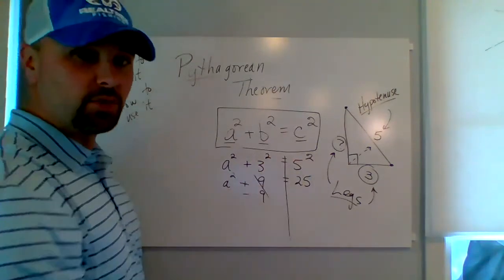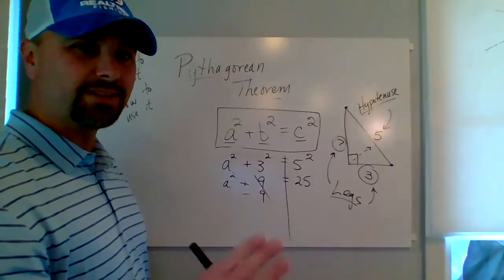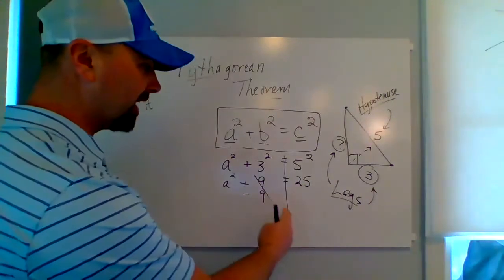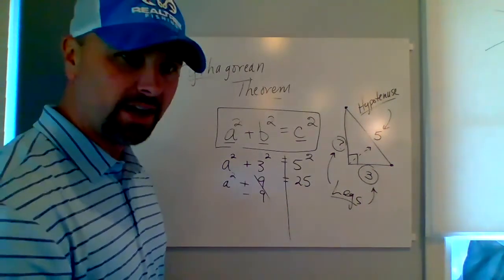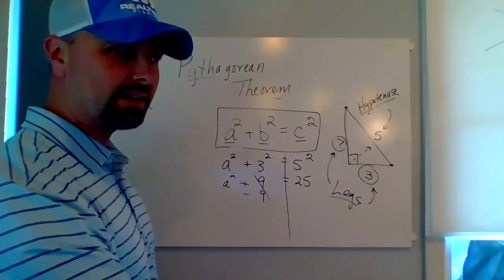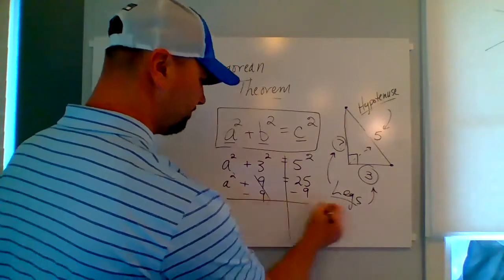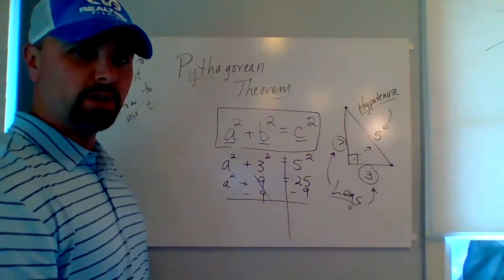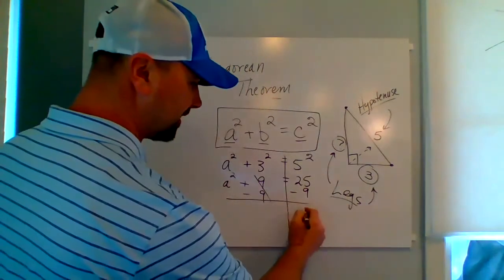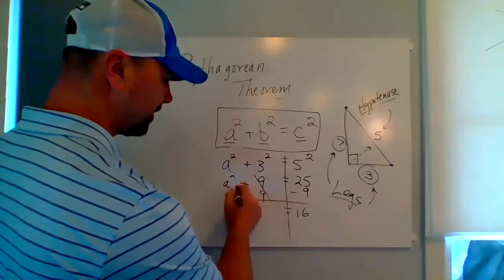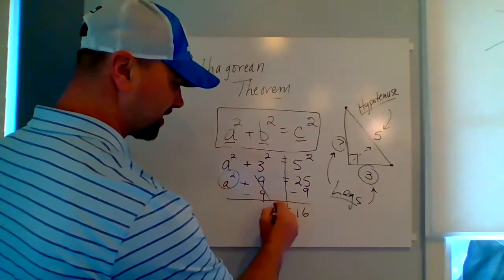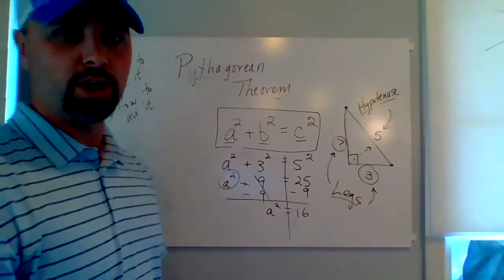This line, you may have noticed at my equal sign, that's your balance point. And so anything that happens on one side of the line must happen on the other side of the line to keep balance. Subtract 9 on that side. 25 minus 9 is 16. What's left on the other side is A squared. So I bring it down.